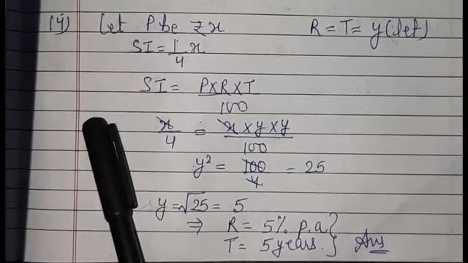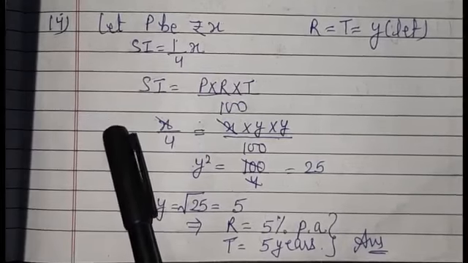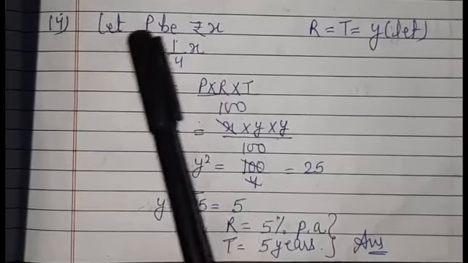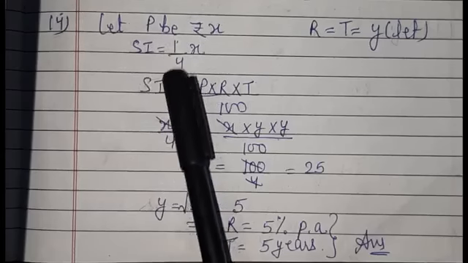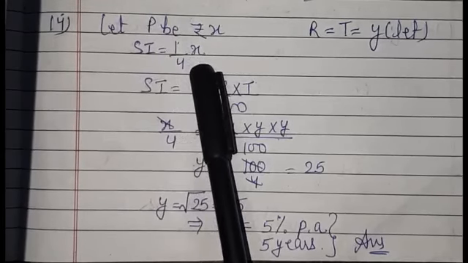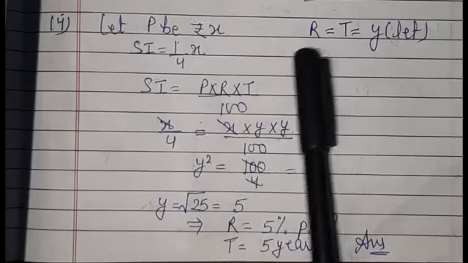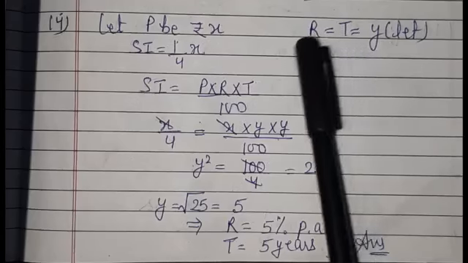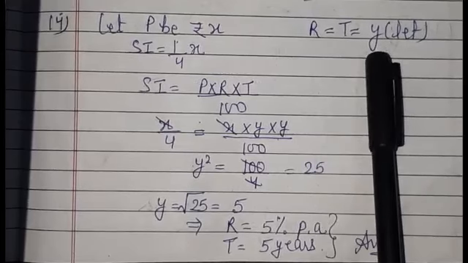Now sum number 14. The simple interest on a certain sum is 1 upon 4th of the sum. So in that case, first we have to let the sum be x, let the principal be x. So simple interest, according to the statement, will be 1/4 of the sum, 1/4 of x, right? And next they are saying, find the rate of interest and the time if both are numerically equal. We have to find out rate of interest and time both, but they are saying both are equal. So I am letting these two as y, right?